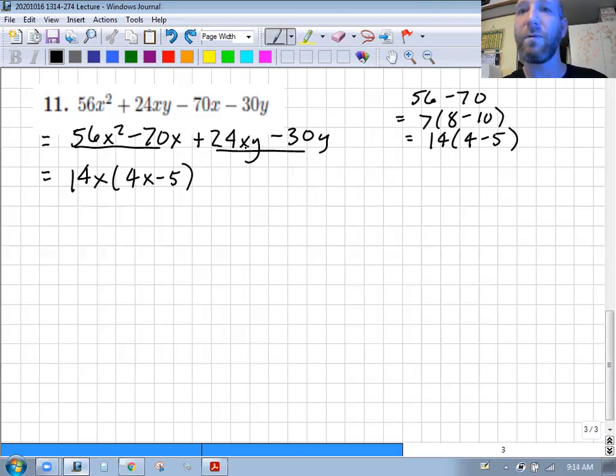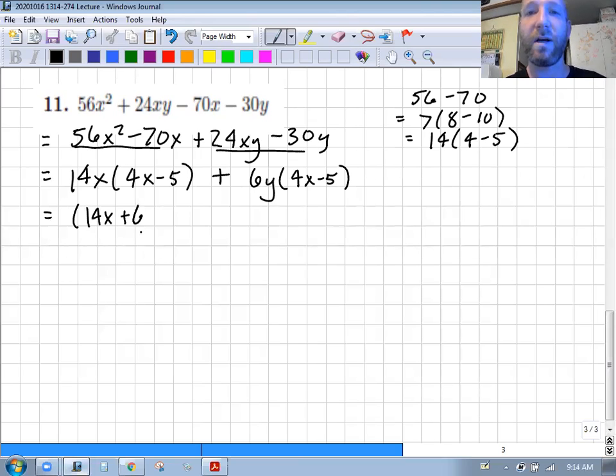So over here, what we want to do is pull something out where we end up with this same factor. That's the goal, right? So if we want to end up with a 4x minus 5, since both of these have y's, we're going to have to pull a y out. And to get this 4x, we'd have to have a 6, right? 6 times 4 is a 24, and a 6 times a negative 5 is negative 30. See, if instead of pulling out a 6, we pulled out some other number, then we wouldn't have a 4x minus 5 here. We would have something else, and we wouldn't be able to factor both of these things nicely. So as is, we got a 14x and a 6y. They're both being multiplied by 4x minus 5.